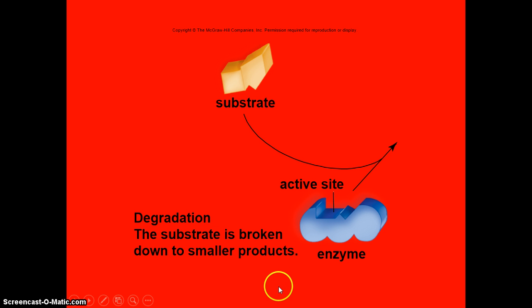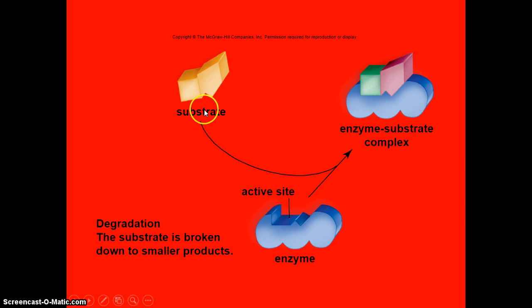In this example, it's a degradation. In degradation, the substrate is going to be broken down into smaller products, and you see that that's what happens. The substrate comes in contact with the active site of the enzyme, and the enzyme speeds up the reaction. The reaction in this case is taking this substrate into two smaller substances.